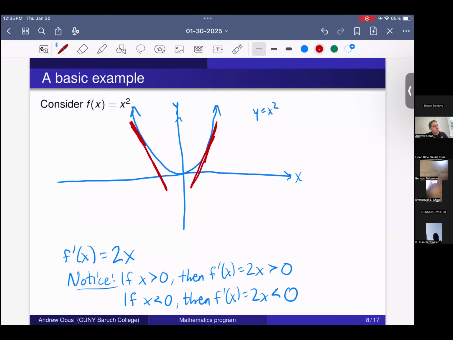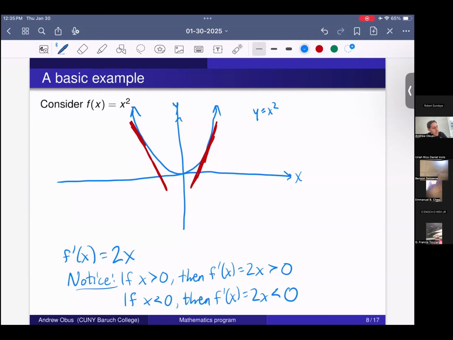Another way of saying that, when the slope of the tangent line is positive, is that the function is increasing. When we have a positive slope of the tangent line, that means the function is increasing. It means it's getting bigger as x gets bigger. And when we have a negative slope of the tangent line, that means the function is decreasing. It means the function is getting smaller as x gets bigger.